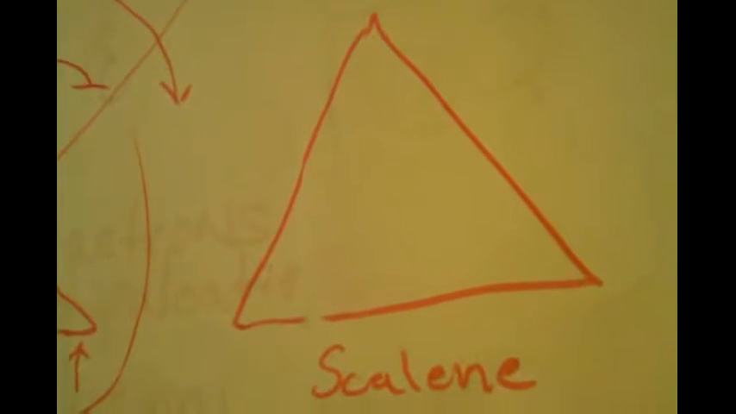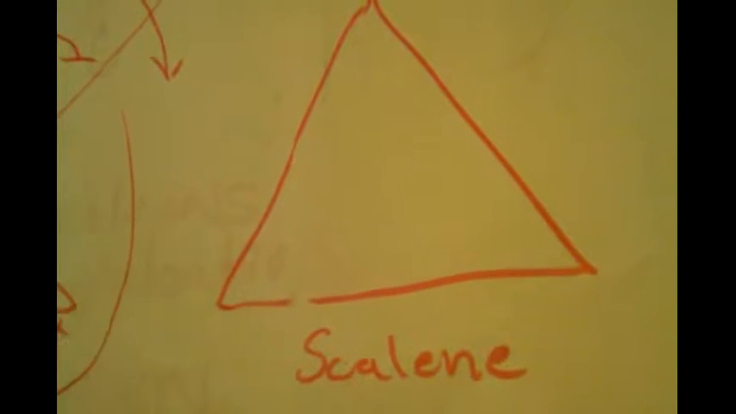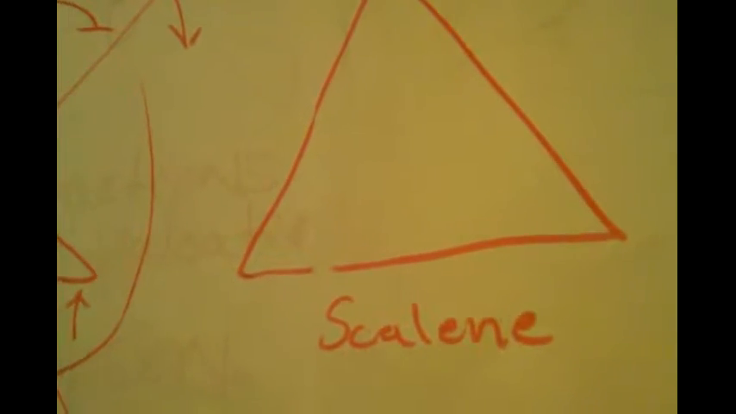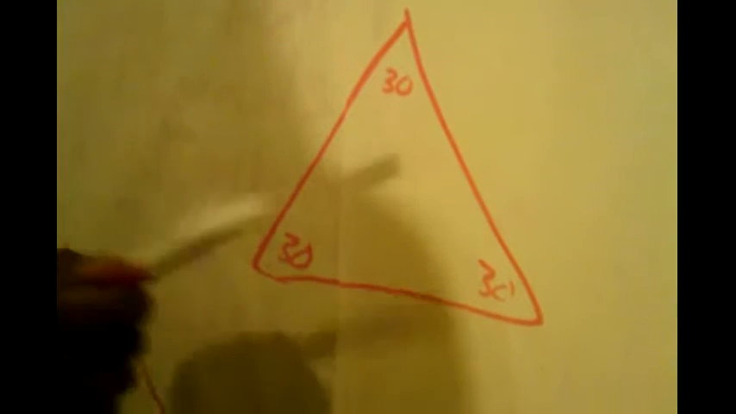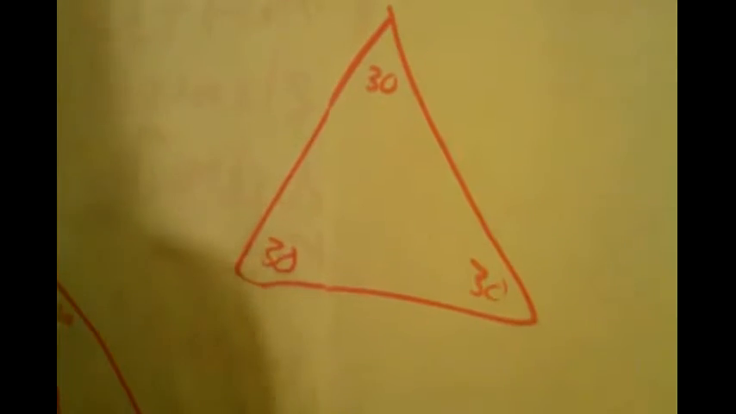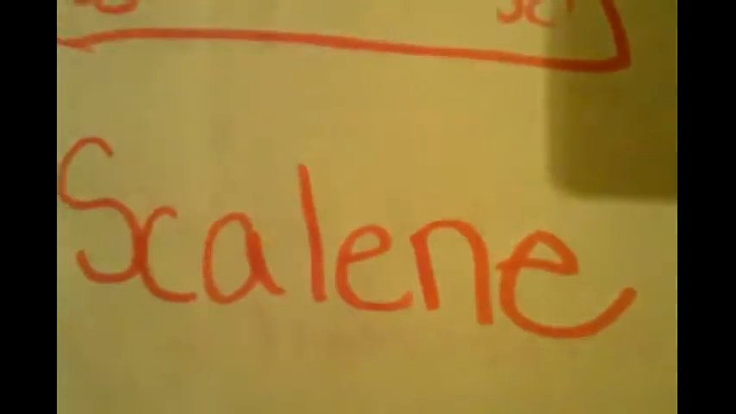Now, I need a new volunteer. Who would like to be my new volunteer? Yes, what is your name? Brianna. Come here, Brianna. I need you to name out of these three what this might be. Scalene. Good job. Right here. Beautiful handwriting, young lady. Good job.